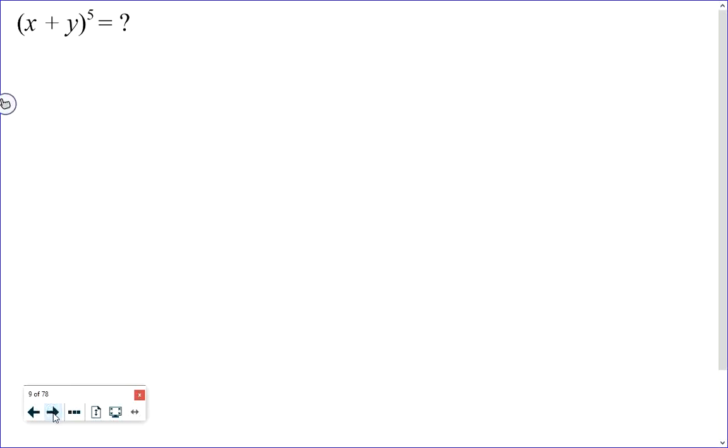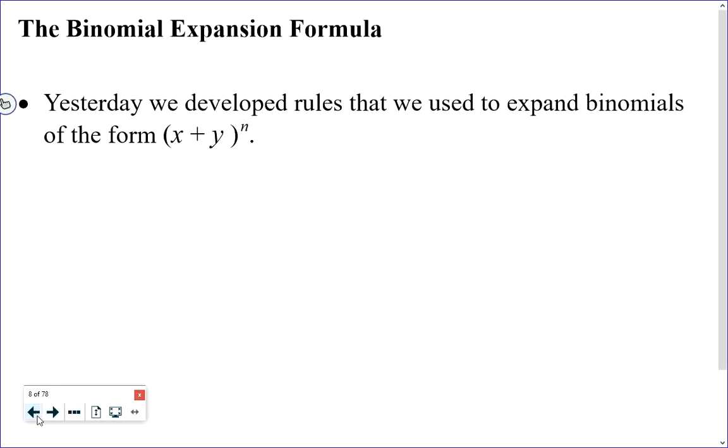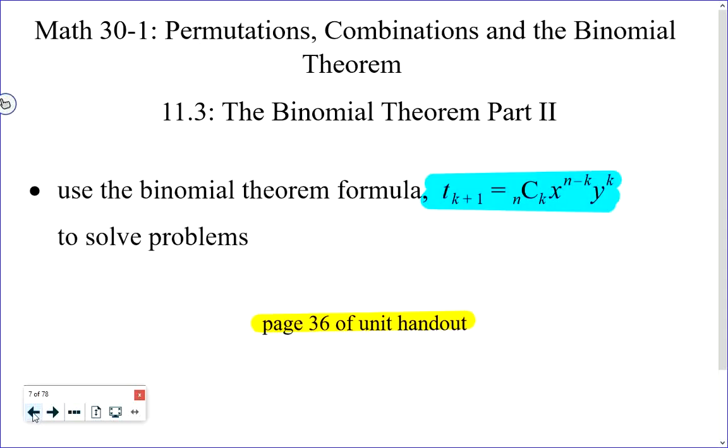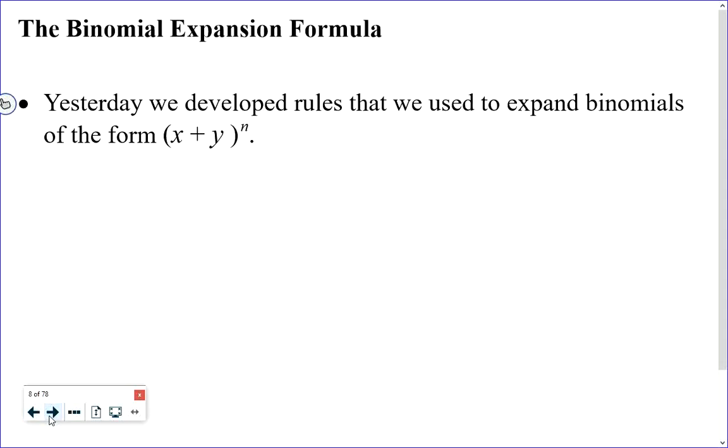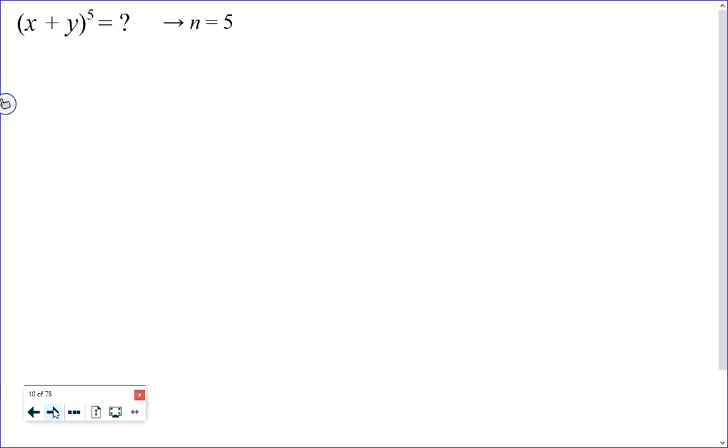x plus y raised to the 5. Now, yesterday what we said was we told you that if it's x plus y to the 5, then that means n is 5. And by the way, the n value of 5 is the same as the n value in this formula that we're learning about today. When you see n choose k and x to the n minus k, that n is the exponent on the binomial. So in this case, n is 5.